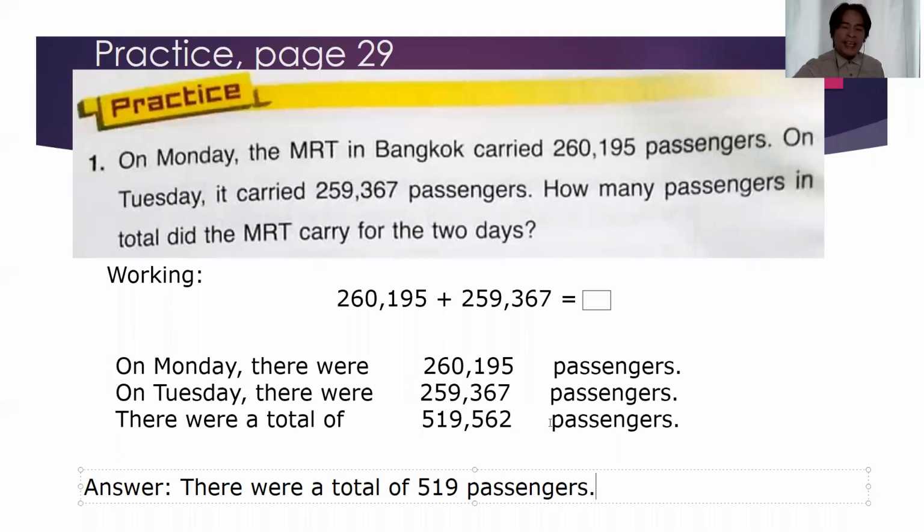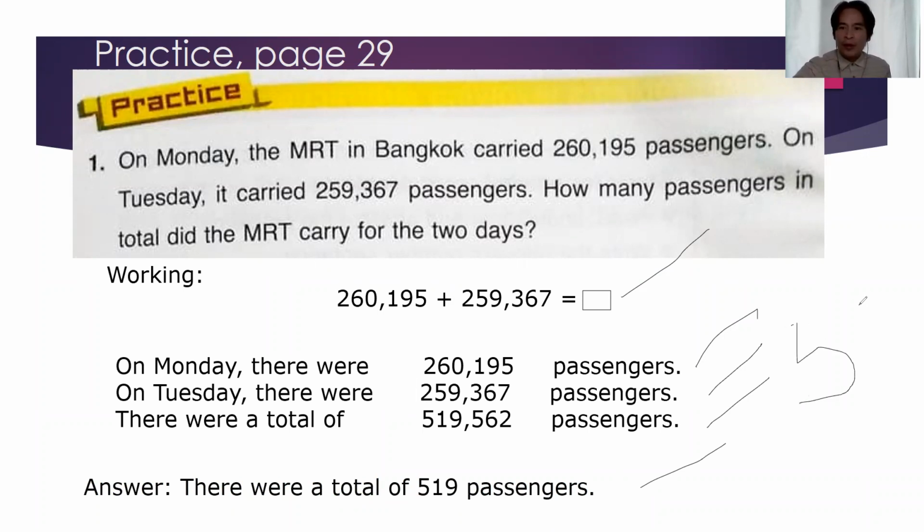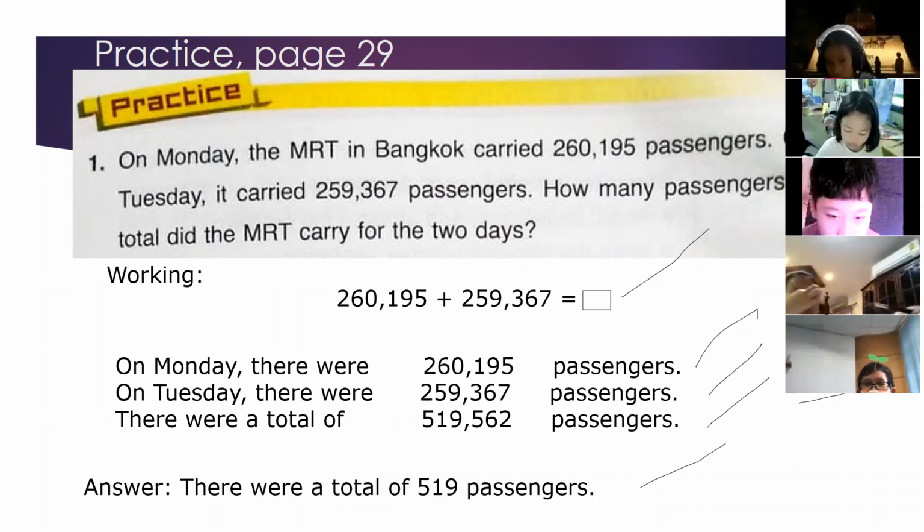So if you completed the 3 requirements, like the number sentence, the description part, and the answer part, you again will get another 5 points. Do you understand, students?